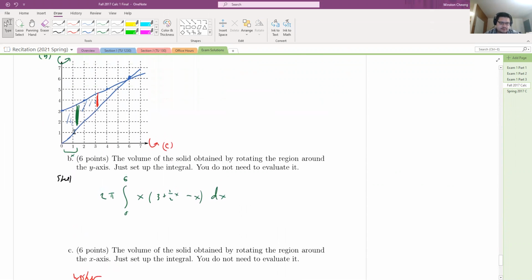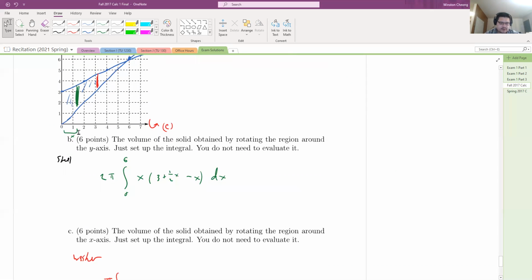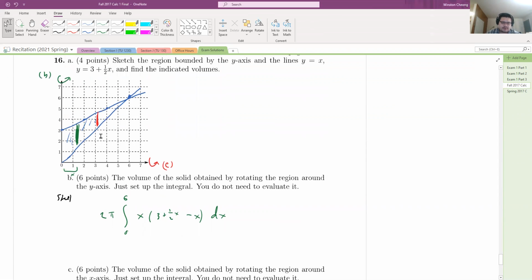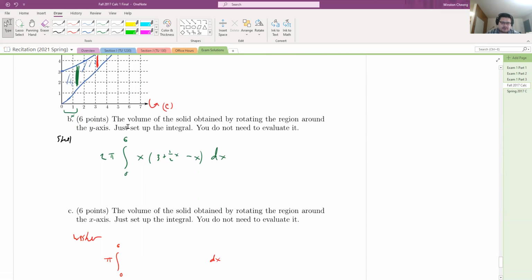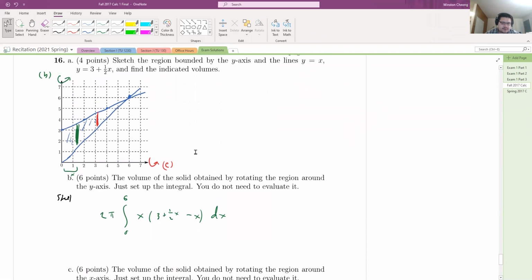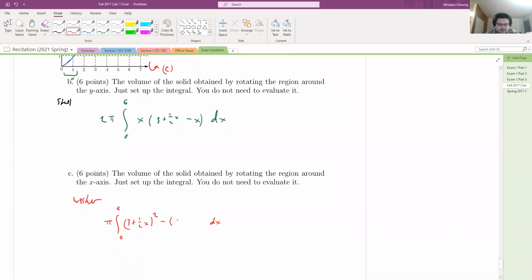And let's see, we integrate over x, which is going to vary from 0 to 6 in this case as well. And we just have upper function squared minus lower function squared. So the upper function, again, is the 3 plus 1/2 x, squared. And then the lower function, the smaller radius, that's the y equals x. So that's just the function x squared. And so there you go. That's the other integral. And evaluating it is also pretty straightforward. You would just have to expand it out and then integrate it as a polynomial.